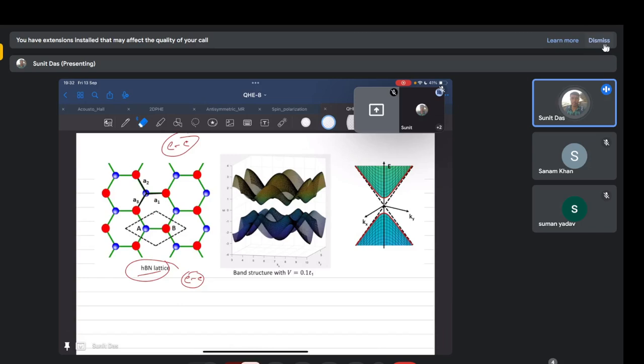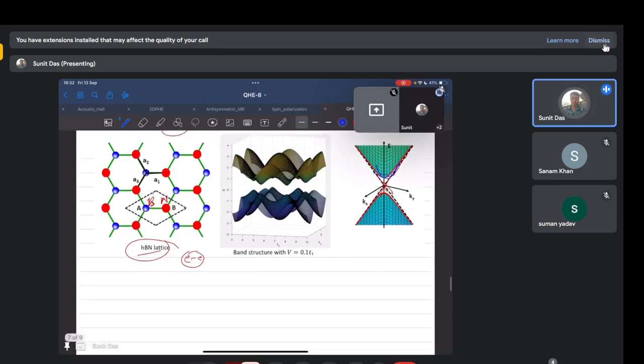So this hBN means hexagonal boron nitride, actually, B and N. Due to this different chemical composition, and also if you look at the band structure, they are gapped and they are parabolic. Actually here it is not really linear. If it would have been linear, this was the case, but now it is parabolic, right? So these are the parabolic bands. So this is the breaking of inversion symmetry.